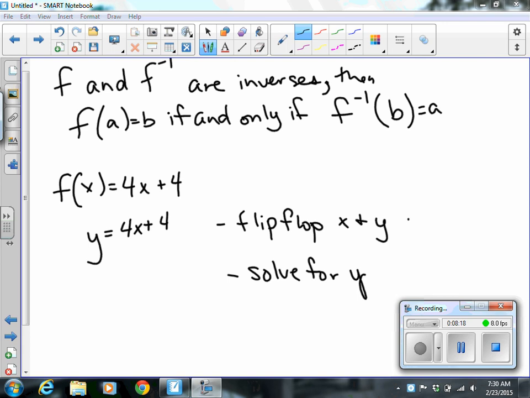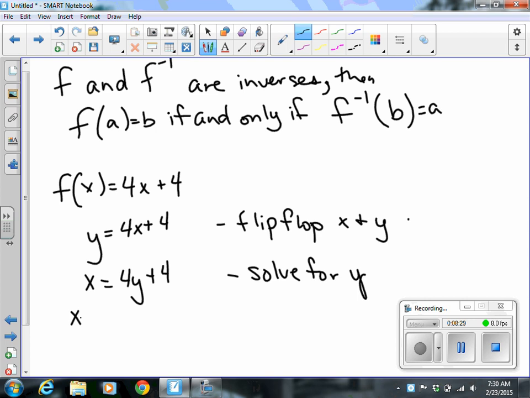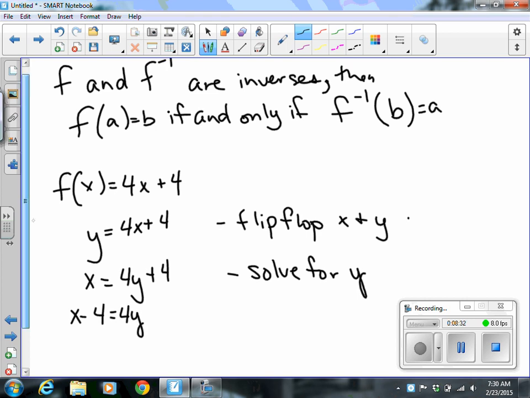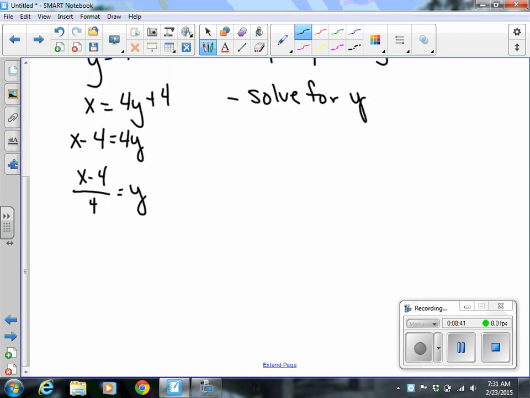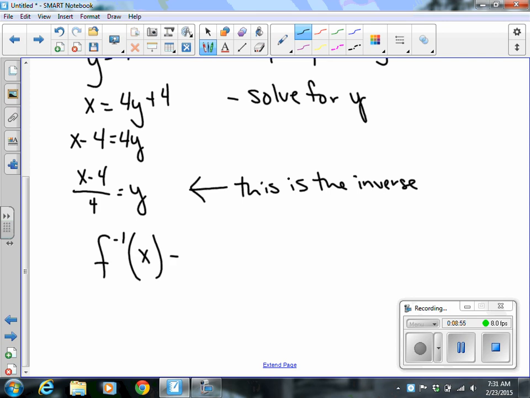All right, so with this one, I'm going to go ahead and flip-flop my x and y's. Now I'm going to solve for this y. So I know that I'm going to have to subtract 4, and then I am going to divide by 4. So what this means is this bottom part, x minus 4 over 4 equals y, that's my inverse. So f inverse of x then equals x minus 4 over 4.